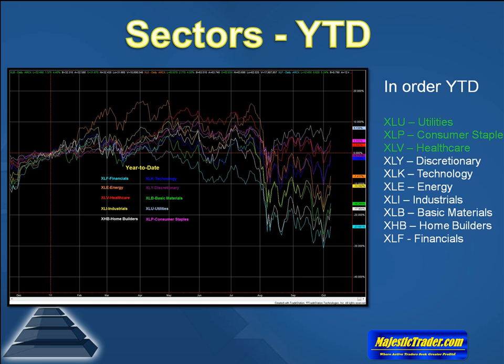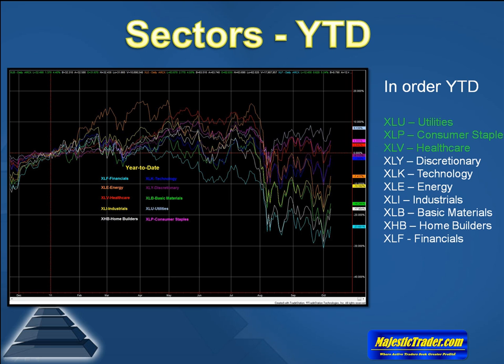These are the top 10 sectors. These are the spiders year to date in performance. The top 3 identified here, the utilities, consumer staples, and healthcare, are the only ones in positive territory. But when you look at this year to date, you can see the financials and the home builders are lagging. And that shouldn't surprise anybody.